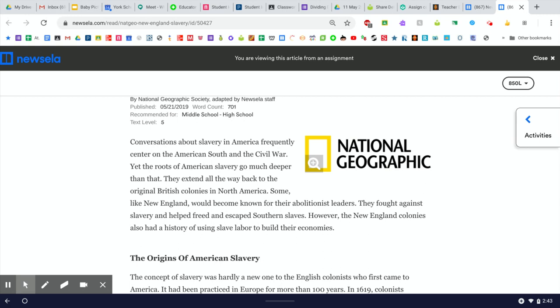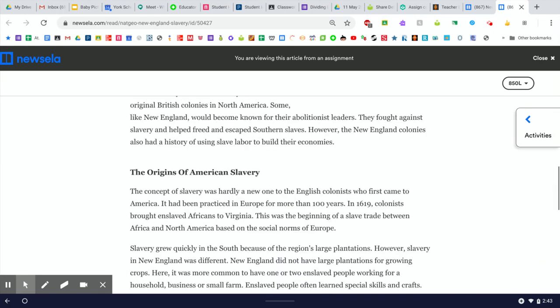Introduction. Conversations about slavery in America frequently center on the American South and the Civil War. Yet the roots of American slavery go much deeper than that. They extend all the way back to the original British colonies in North America. Some, like New England, would become known for their abolitionist leaders. Abolitionists were people who fought to end slavery. They wanted to abolish slavery. They fought against slavery and helped freed and escaped Southern slaves. However, the New England colonies also had a history of using slave labor to build their economies. So let's learn about that.